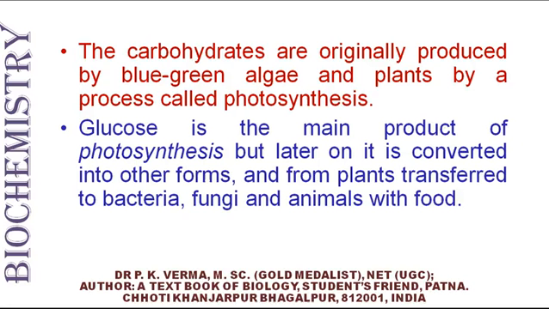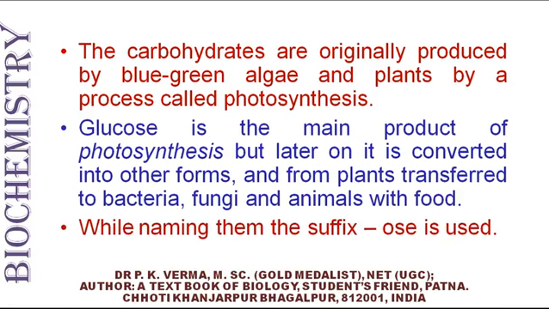Glucose is the main product of photosynthesis, but later on it is converted into other forms and from plants transferred to bacteria, fungi, and animals with food. When we use the name of carbohydrate, we use the suffix "ose", such as fructose, glucose, mannose, lactose, etc.